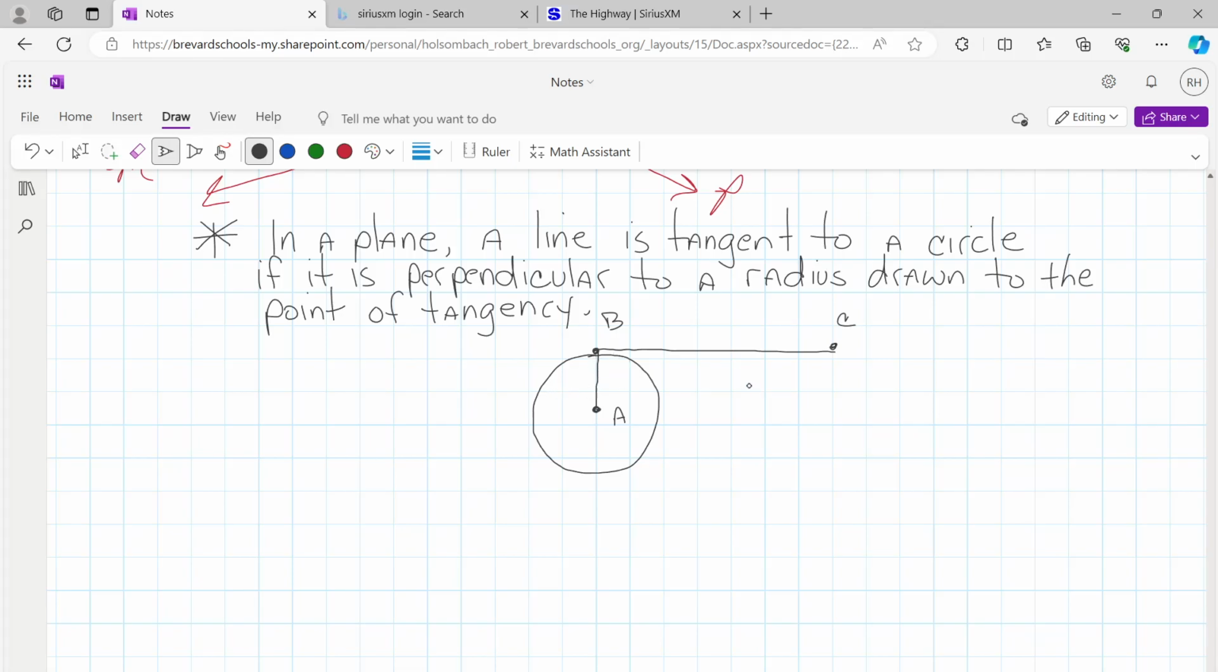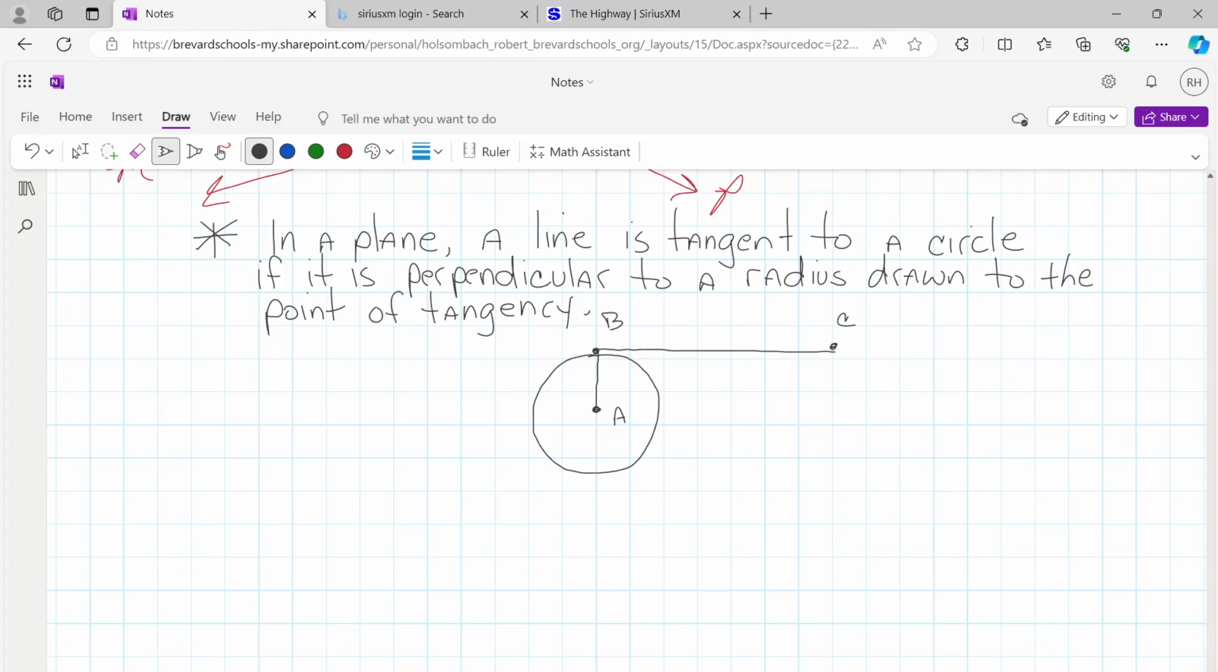It may look like one, but if the tangent doesn't intersect the radius at 90 degrees, then it's not a tangent. Okay? Or I'm sorry, I should say, if a line or segment doesn't intersect the radius at 90 degrees, then it's not a tangent. So we're going to use the Pythagorean theorem to determine if segments are tangents. So look at example 2.